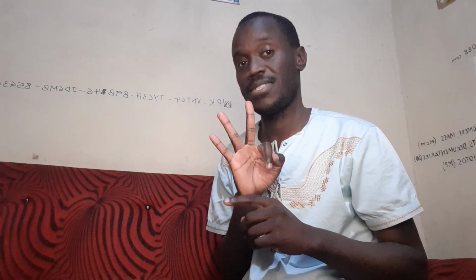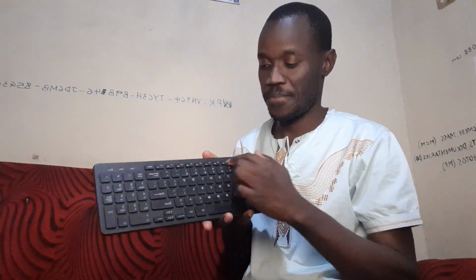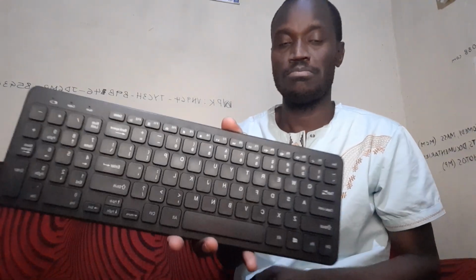Now, so far, what have we covered? We have covered symbols, we have covered alphabet, we have covered numbers. What is next? Function keys. These ones here at the top.